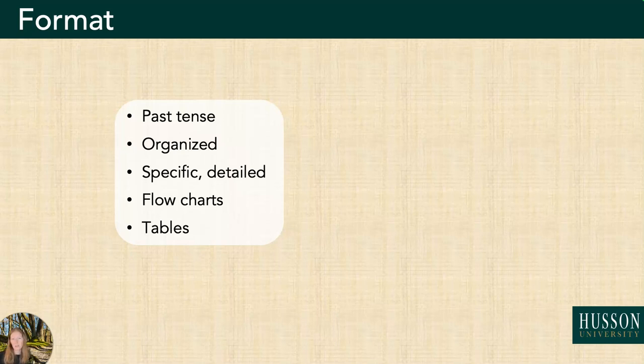The format that you'll be using for this section includes writing in the past tense and communicating what was done for your project in a very organized manner, in the order of how things were done. This should be specific and detailed, as we have mentioned before, and you might also include flowcharts or tables to help your audience really understand the steps that you took and how you got there, and follow along with the work that was done.